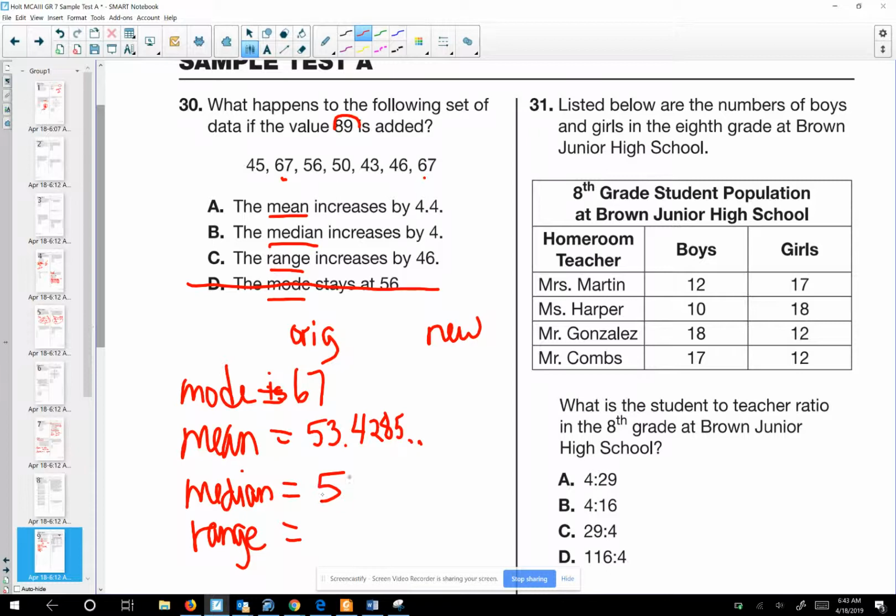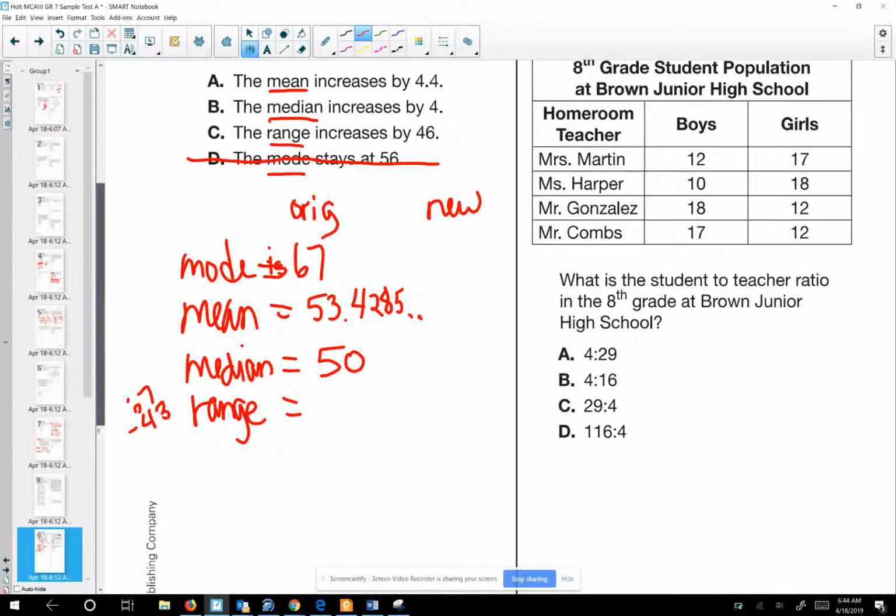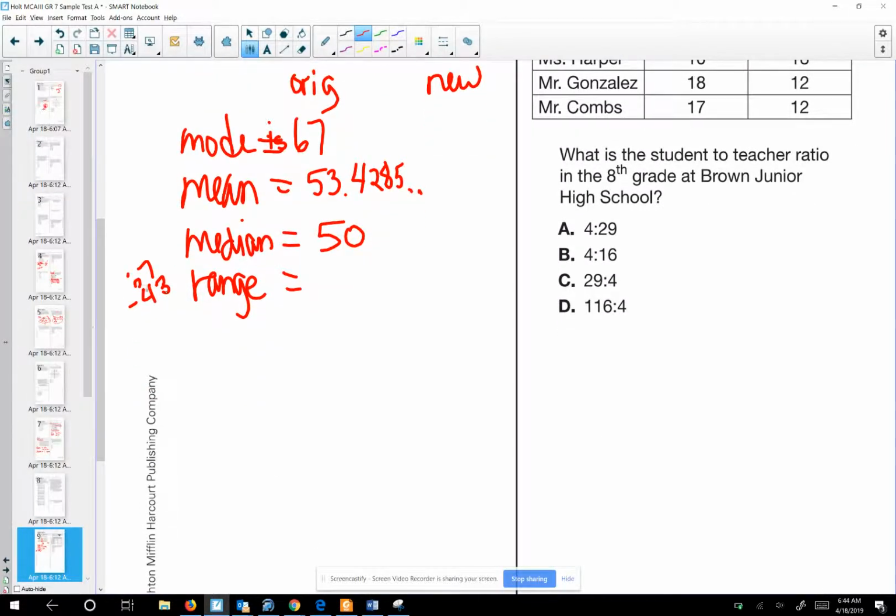Now, the range. This list isn't that big, and you can tell that my smallest value in scanning here quickly is 43. And currently the largest value is 67. So take 67 minus 43 real quickly here, and you should get a range of about 24.